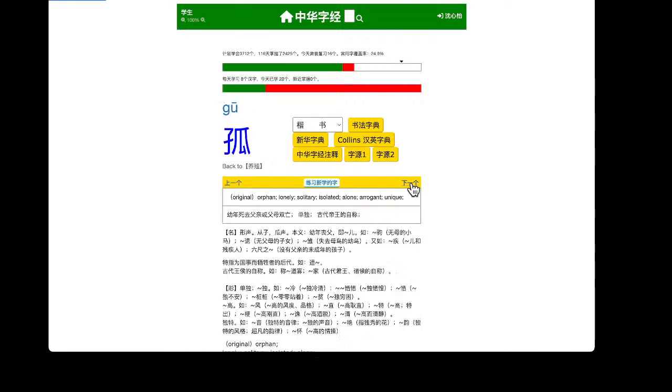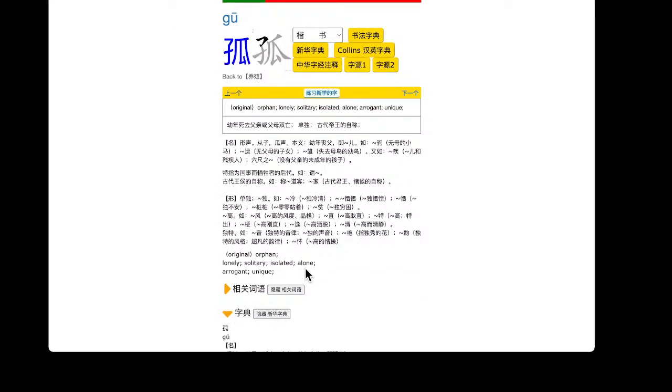Next up, gu means orphan, and then extended from the meaning orphan came to mean lonely, solitary, isolated, alone. Beyond that, it also can be used to mean arrogant. And what kinds of phrases and words would it mean? Google proud loneliness. It's like the Sigma male sort of deal. Probably.